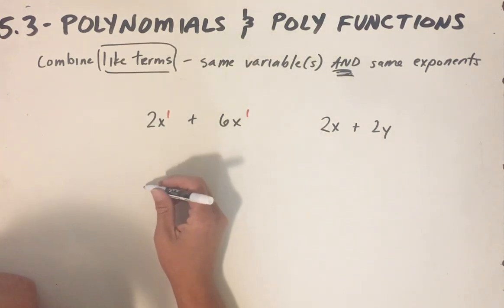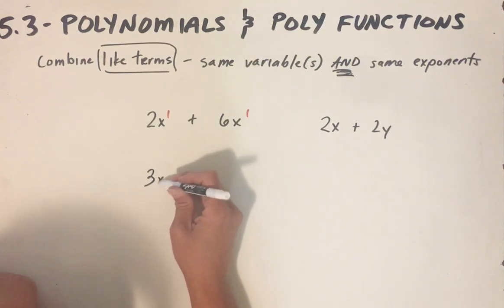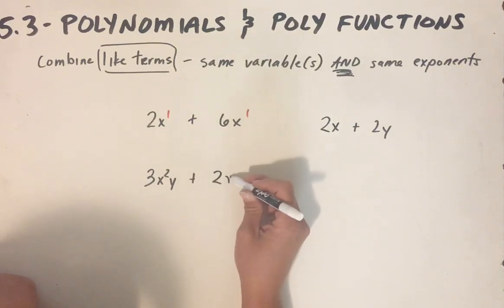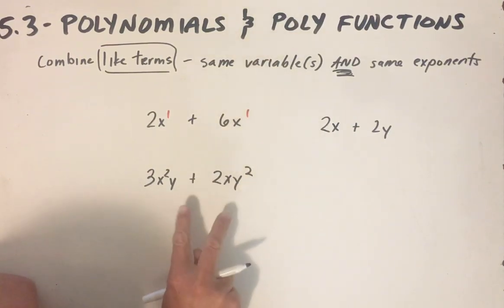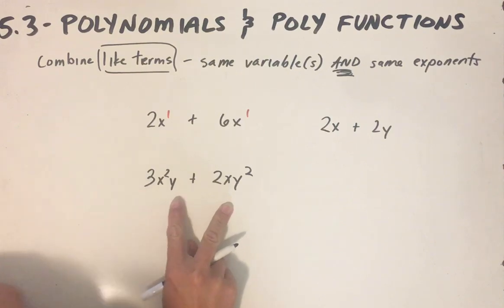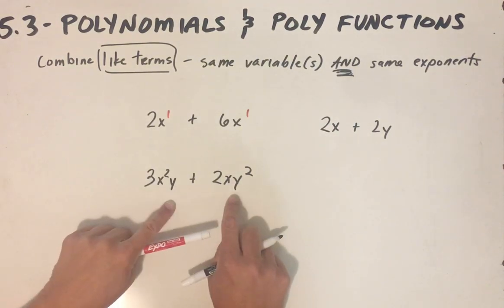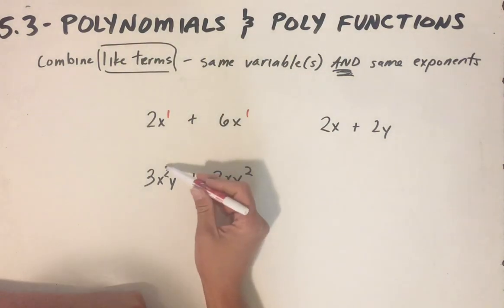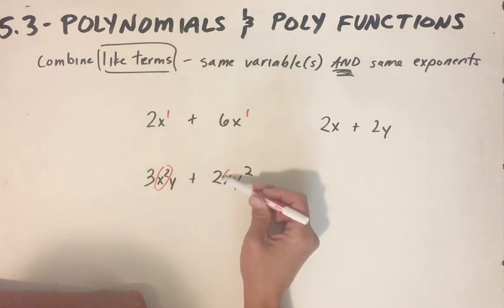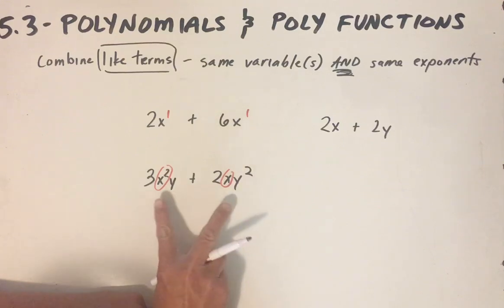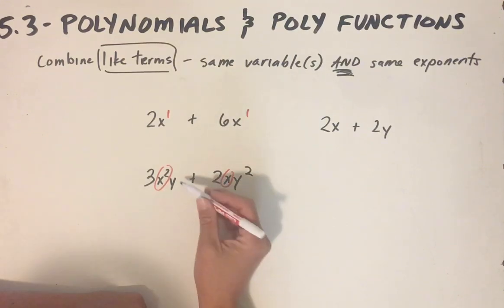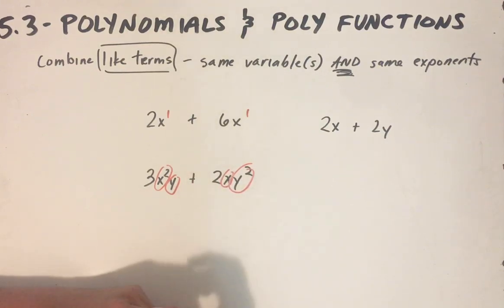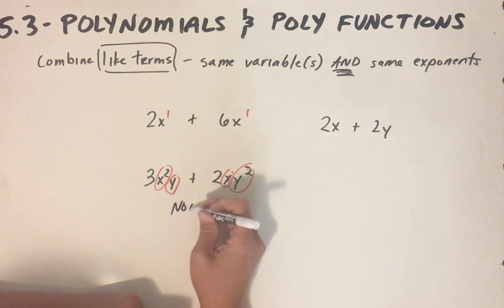Okay, what about a 3x squared y plus a 2xy squared? Are these the same or like terms? They have the same variables, they both have an x and they both have a y, but everything has to match. So this is an x squared and this is an x. Those aren't the same. So same variables but not the same exponent. This is a y, this is a y squared. Same variables but not the same exponent. So these are not like terms.